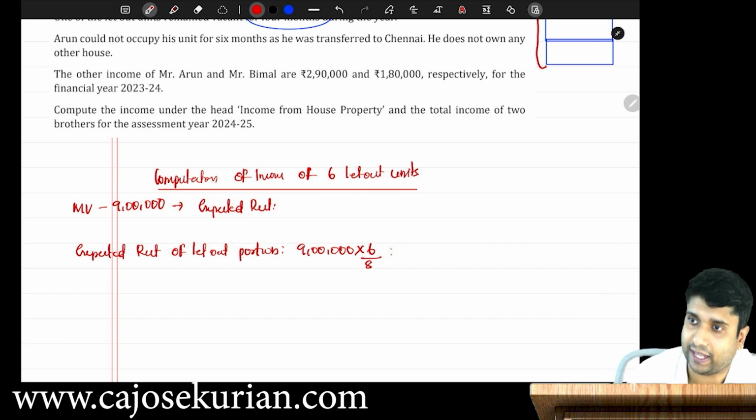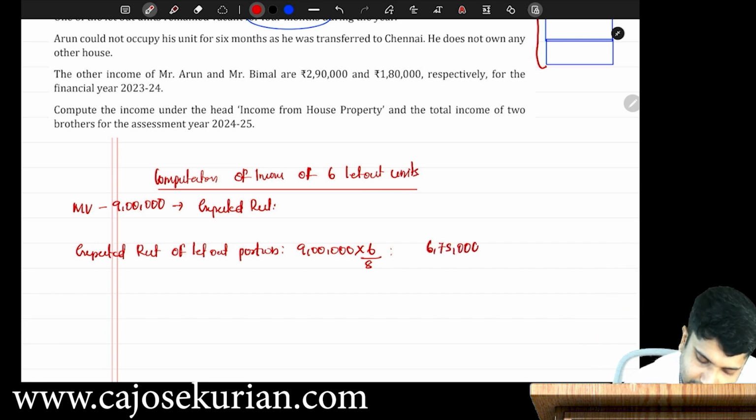Can you help me with the math? 6 lakh 75,000. Now, how much is the actual rent?